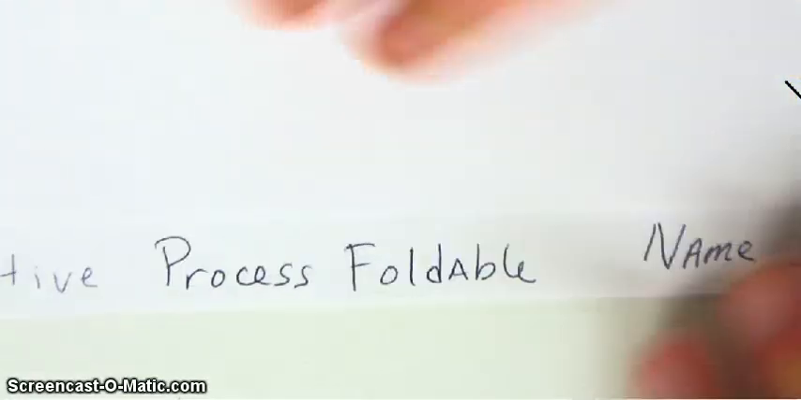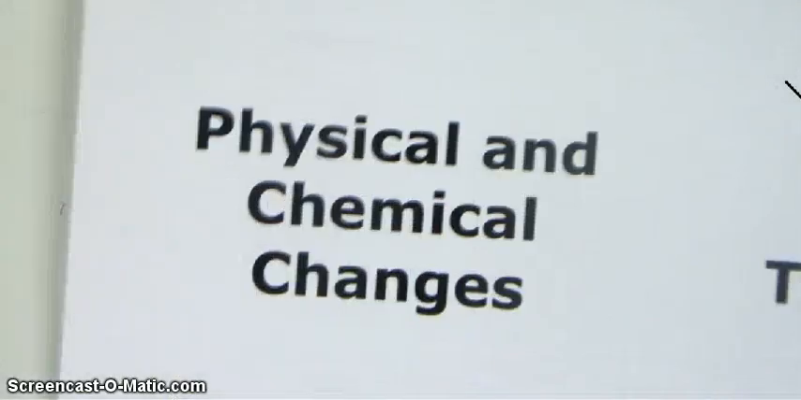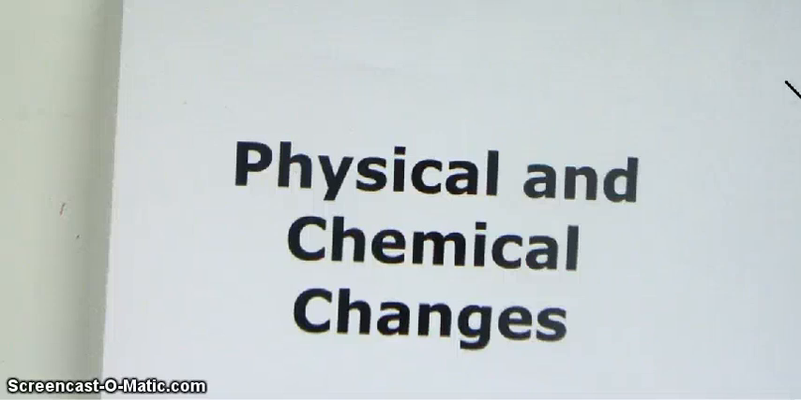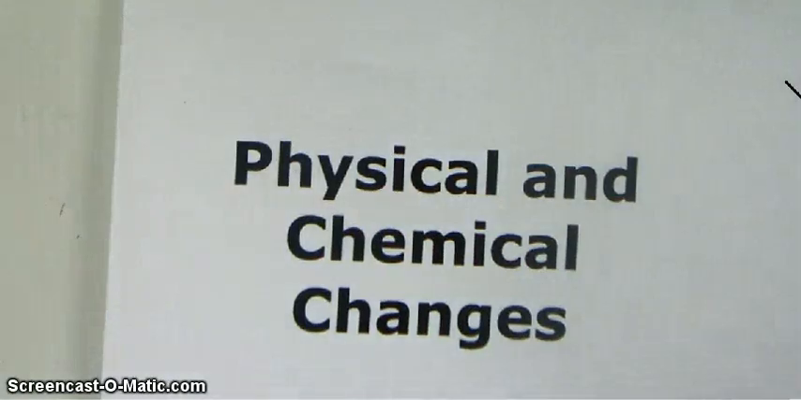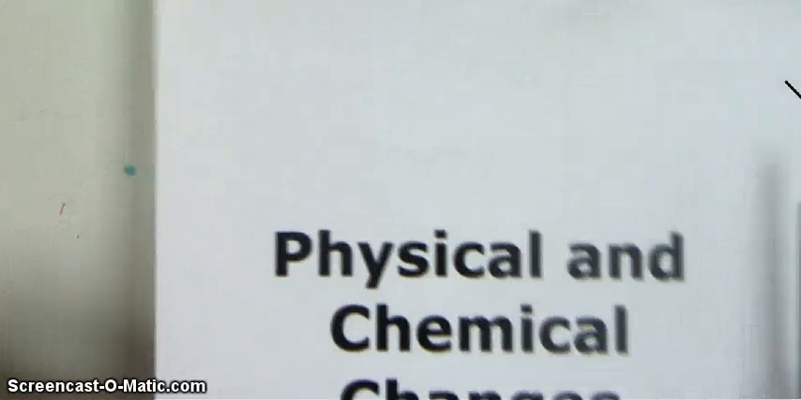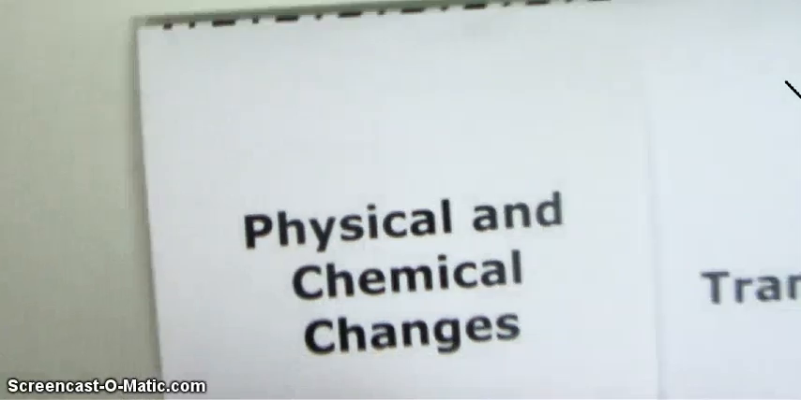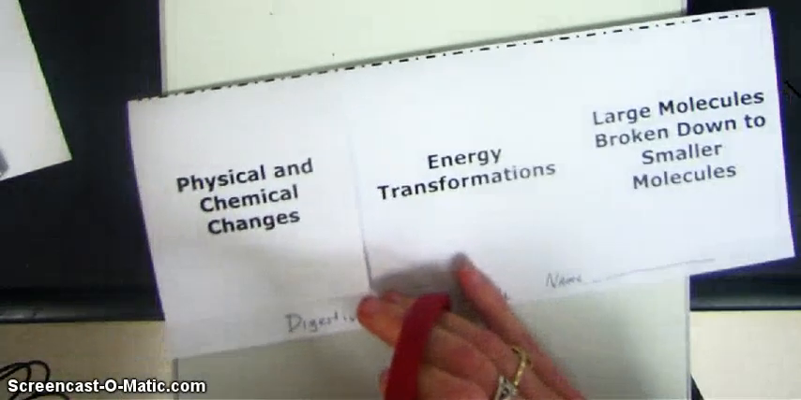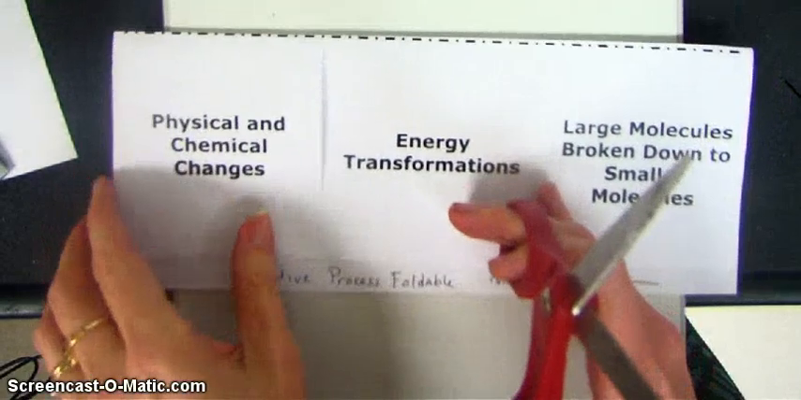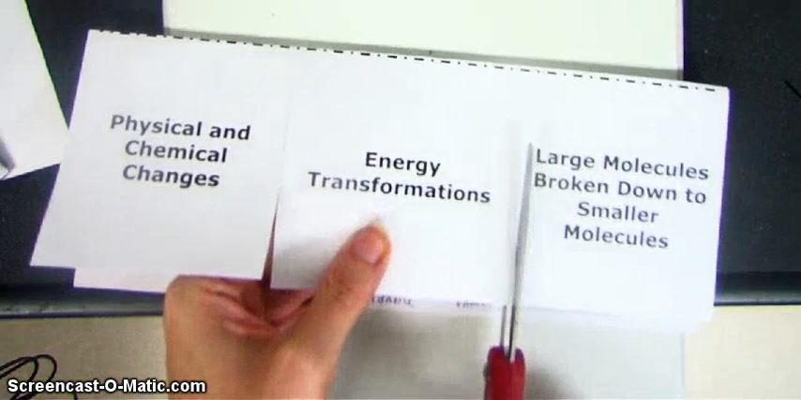The paper's folded, and it folds up, and then you can see the foldable. I'm now going to cut with some scissors by the words. You cut between the spaces of the words.